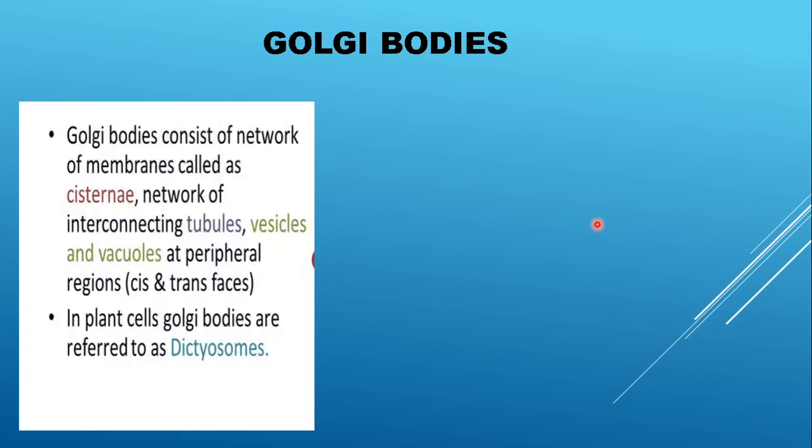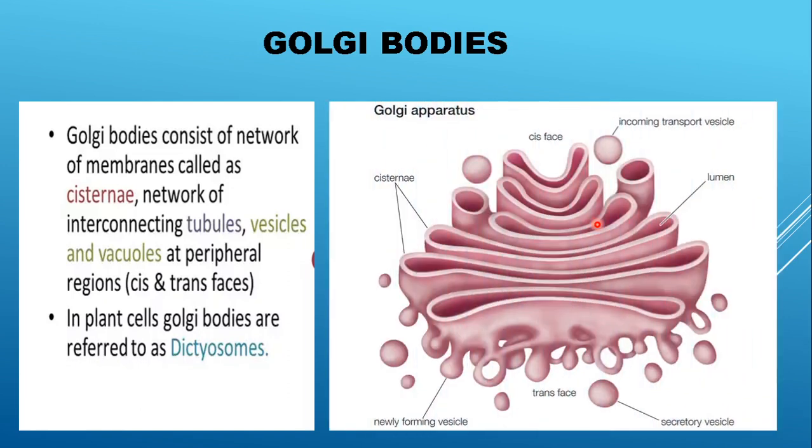What are they made up of? They are also made up of a system of membranes, which are folded and interconnecting, also called cisternae. In plants, Golgi bodies are also known as dictyosomes. So here is the picture of a Golgi body.